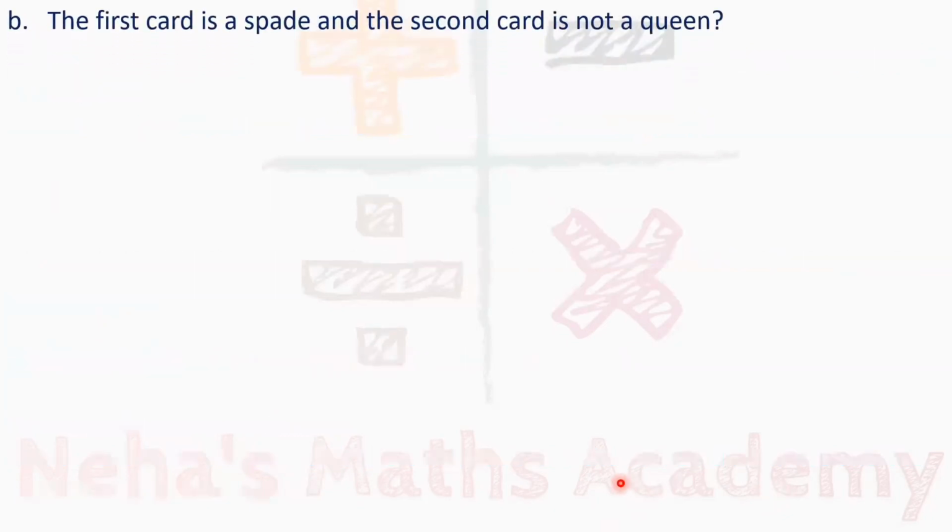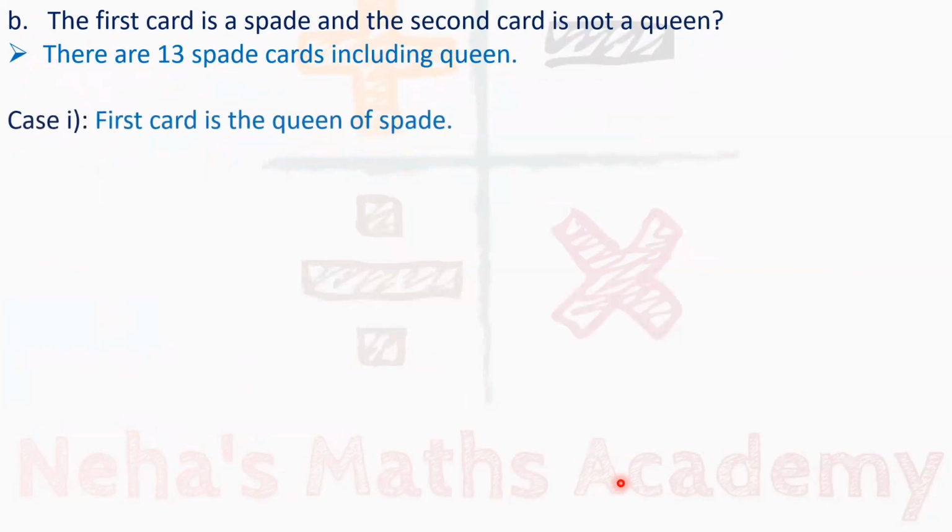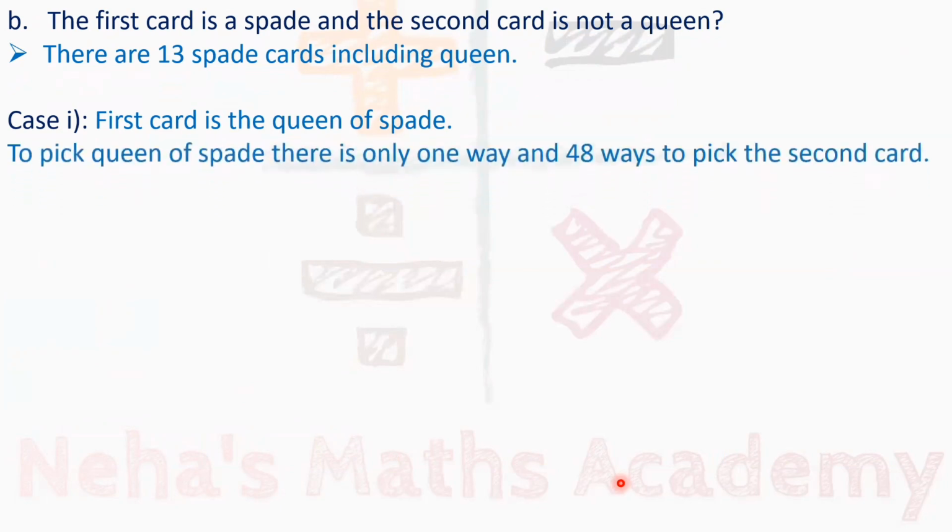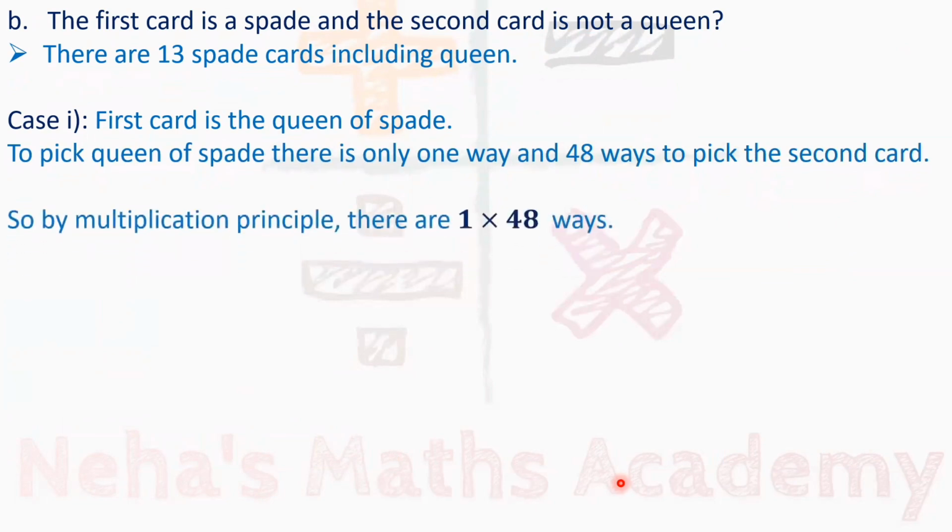B part. The first card is a spade and the second card is not a queen. There are 13 spade cards, including the queen. Here there will be 2 cases. Case 1, the first card is the queen of spade. Means if the first card is the queen of spade, to pick the queen of spade, there is only 1 way and 48 ways to pick the second card. So by the multiplication principle, there are 1 into 48 ways.